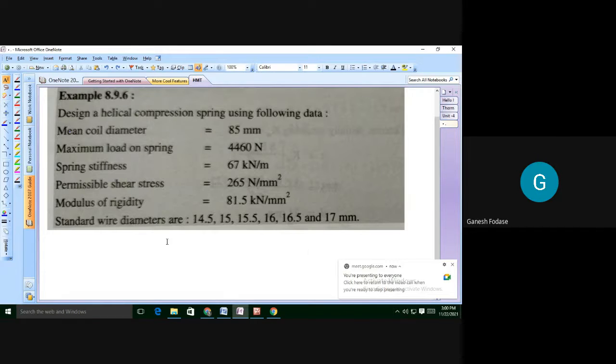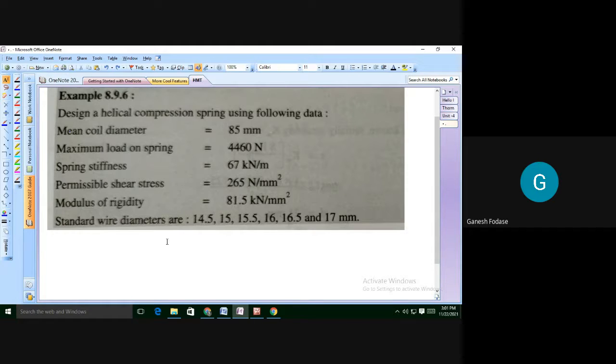Okay, so today we are going to discuss numericals on spring. In the previous lectures, we completed the theory of spring, in which we discussed how to design helical spring, double helical spring, and all. So today we are going to discuss numericals. The statement of this problem is in front of you. What we have to design is a helical compression spring using the following data. Write down all of your given data.